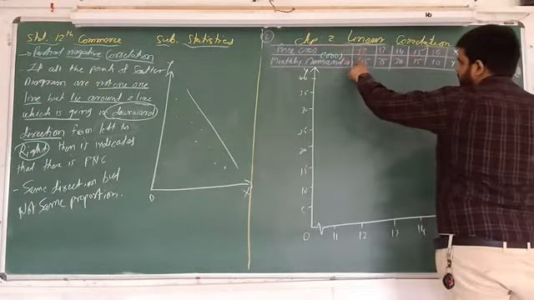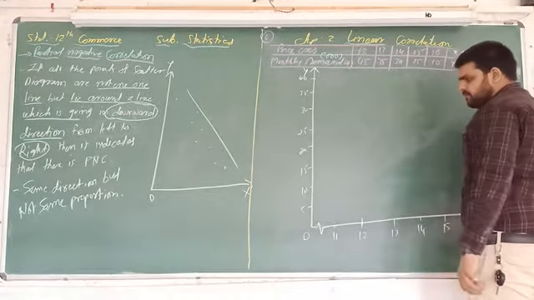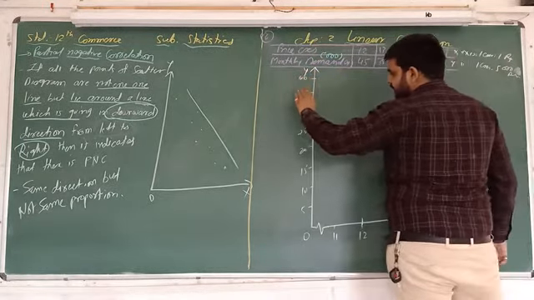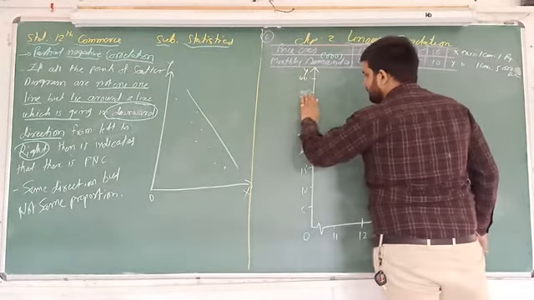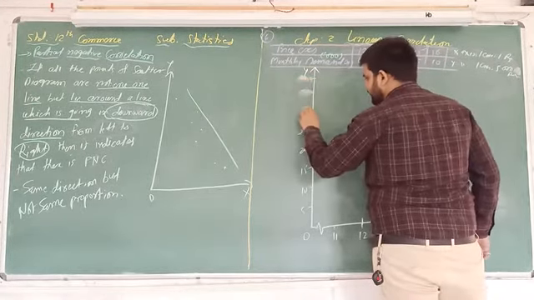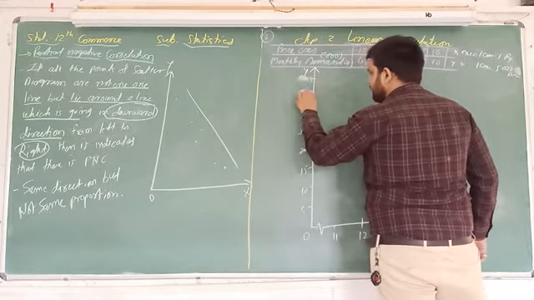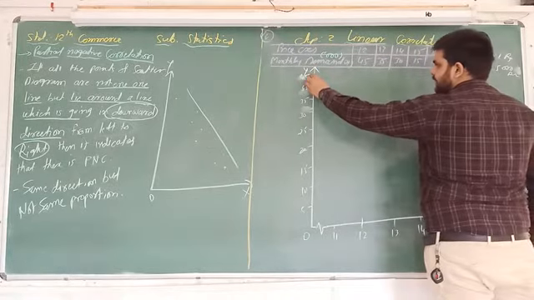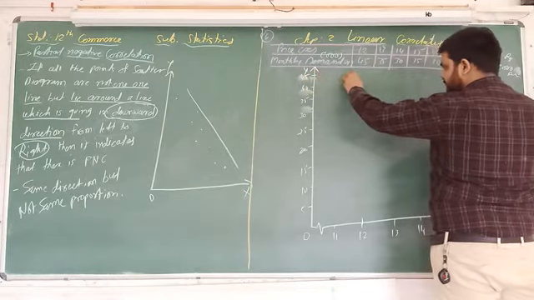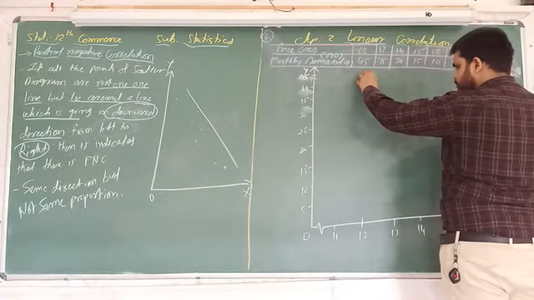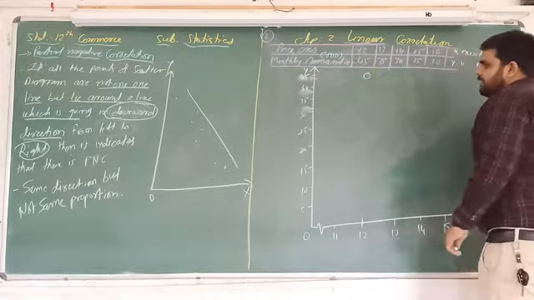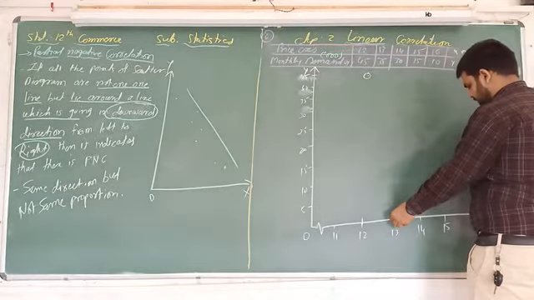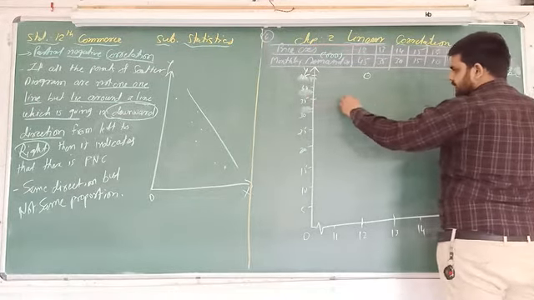If x is equal to 12, y is equal to 45. So 12 and 45. Here again we have to take the axis up to 45, so here that is 30, 35, 40 and 45. So here 12 and 45. This is the first point. Second one, 13 and 35. That is here 13 and 35. This is the second point.